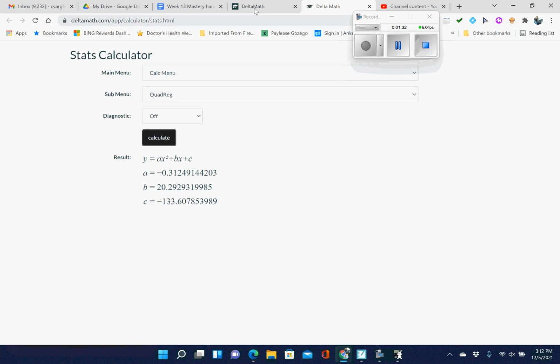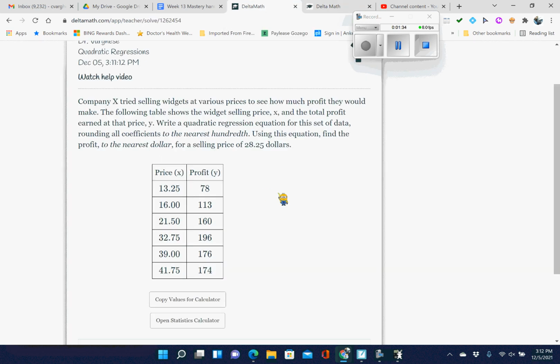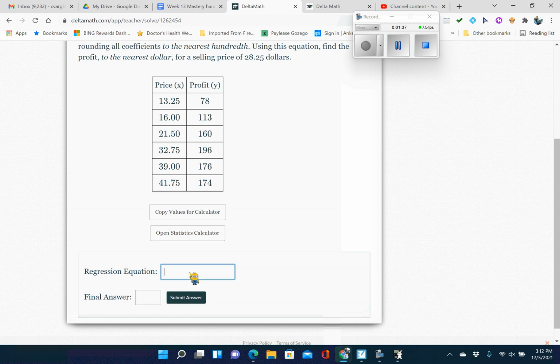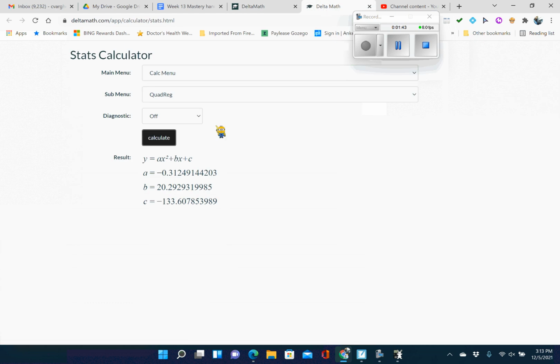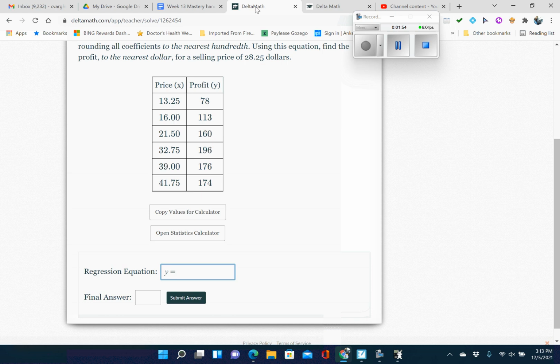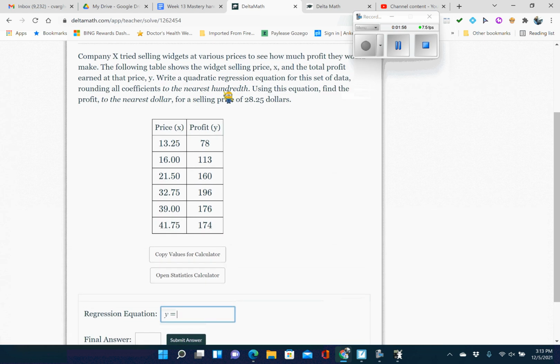Okay, so what you have to do in the equation, we're going to go back to Delta Math, is you're going to go here to the regression equation. Since it's an equation, you have to put y equals, and then you put your A value, which, going back to this, is this number right here, and it's going to ask you to round to something. I'm just going to copy those numbers right there. Since it's asking me to round the coefficients to the nearest hundredths, I'm going to paste it here. The 3 is the tenths, the 1 is the hundredths. Since it's a 2, the 1 is going to stay. And then you're going to put x to the second power.